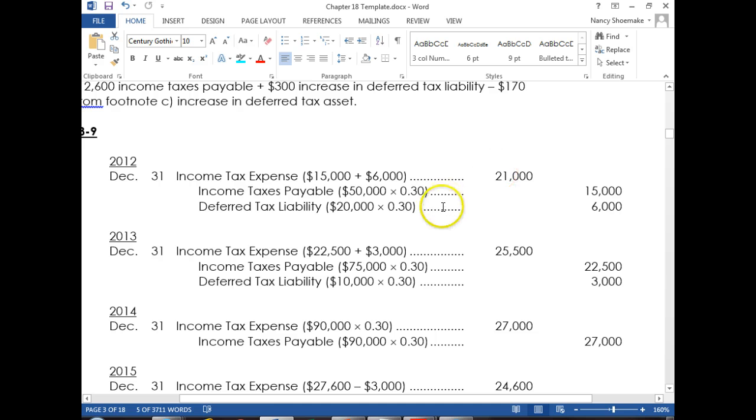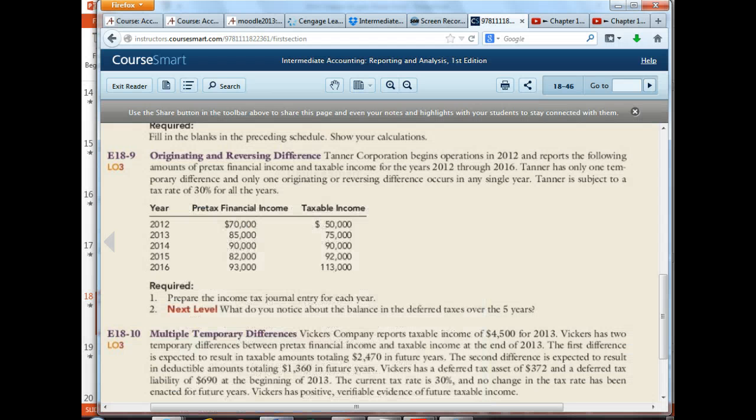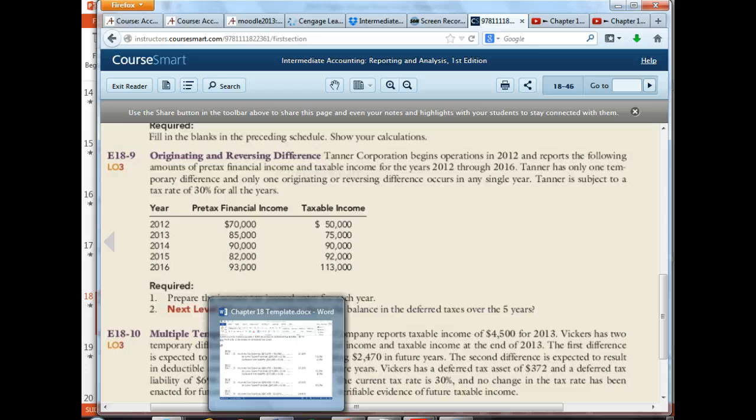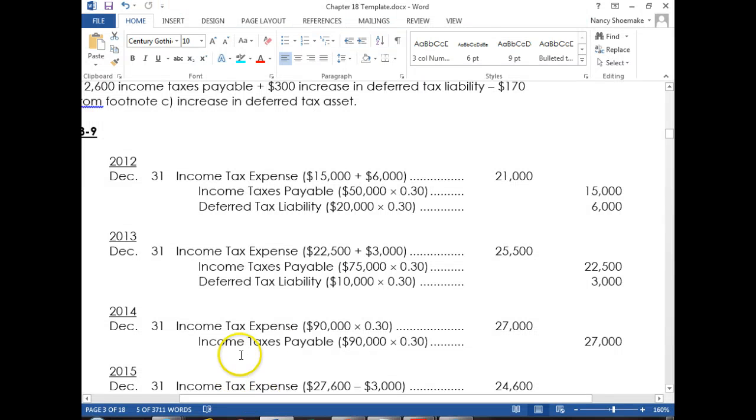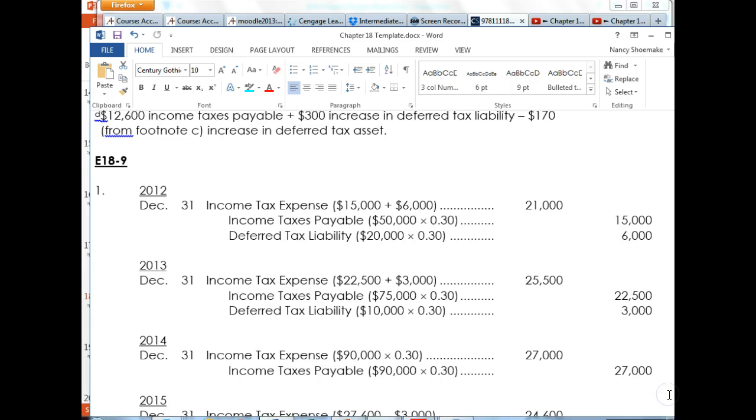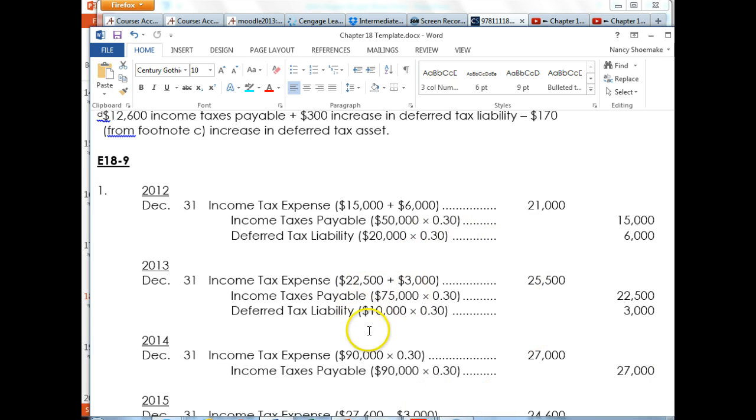Okay? Now, if we look at 2013, look at our financial incomes at 85, our taxables at 75. Our taxable's less than our book, isn't it? You see again, 75 at 30%, 22.5. The deferred tax is going to be on that 10,000, which basically means our total income tax expense on book income is going to be 25.5. Right?